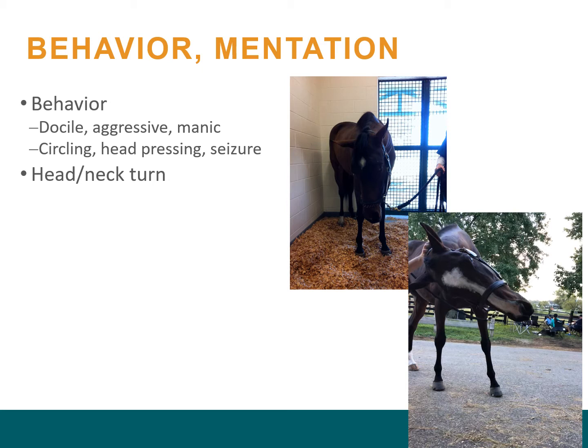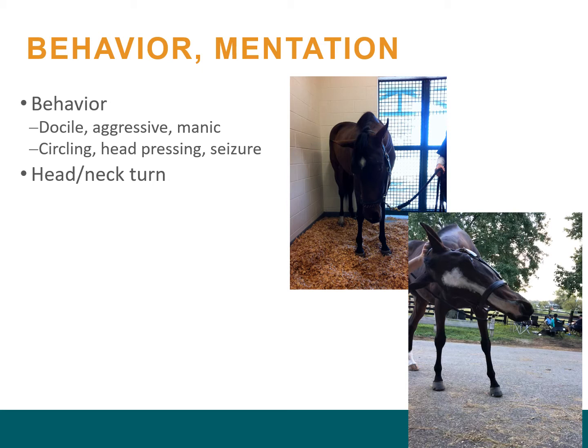Other things that we will see related to forebrain and behavior type changes will be that horse that is compulsively circling, head pressing, or seizing. And then a head and neck turn. So when we get into cranial nerves, we'll talk a lot about head tilts. But if you have a horse that has an entire head and neck turn, you can see that this mare really has more of a turn than she does a tilt, where her entire head and neck are still perpendicular to the ground, but are deviated here to the right. That is going to go along with forebrain disease, versus this particular horse just has a significant head tilt where his entire poll is dropped to the side.